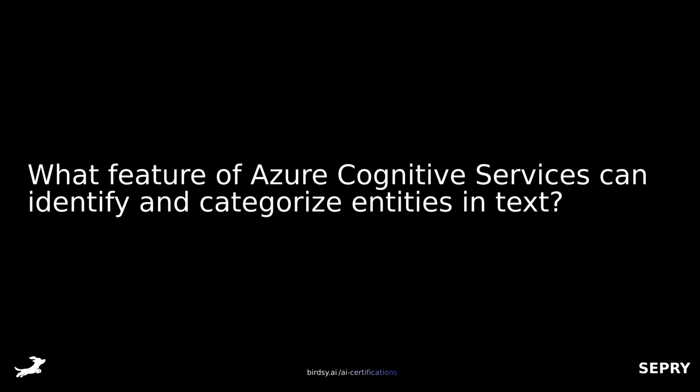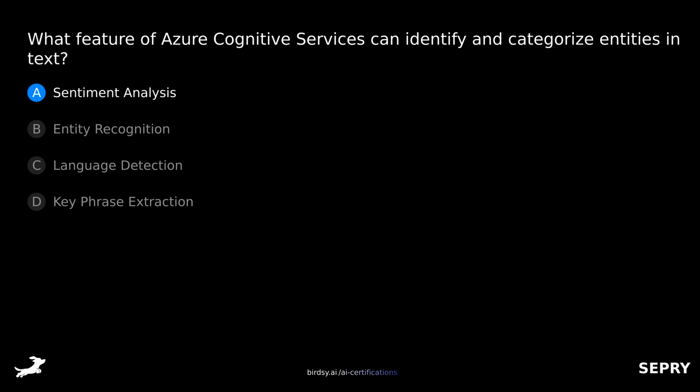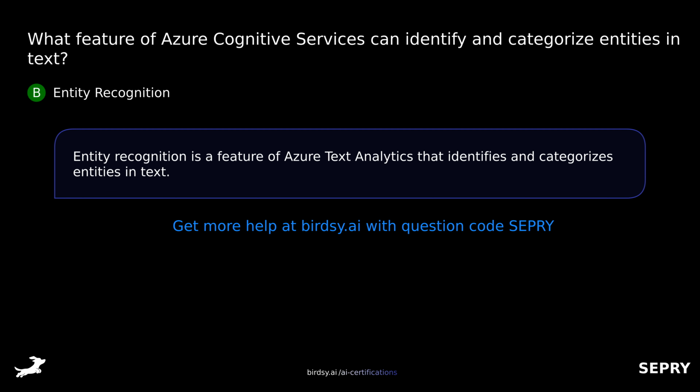What feature of Azure Cognitive Services can identify and categorize entities in text? Is it A, sentiment analysis, B, entity recognition, C, language detection, or D, key phrase extraction? The answer is B, entity recognition. Entity recognition is a feature of Azure Text Analytics that identifies and categorizes entities in text.